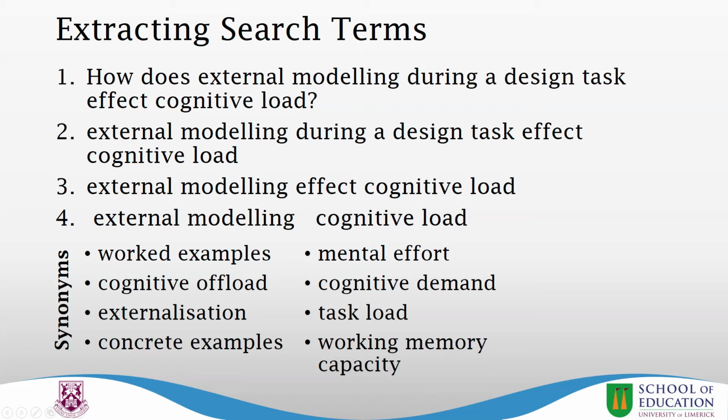So you're seeing external modeling as a process in terms of cognitive offload and externalization, but you're also seeing it as a kind of manifestation in terms of worked examples and concrete examples. They're just synonyms, essentially around the same thing as our variable that we're looking at specifically. So it will not exclude any papers that may include these, which may be related to what we're looking at, and that will become more clear as we do our search.